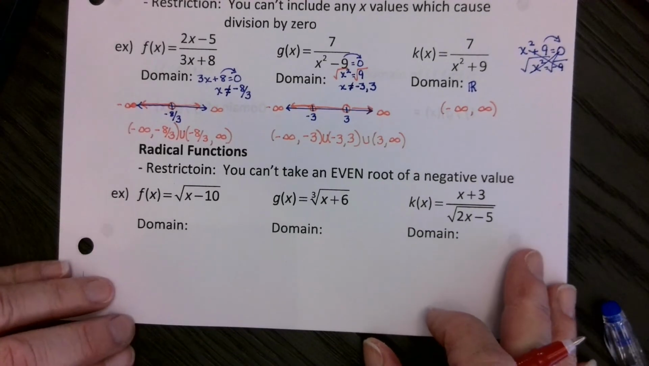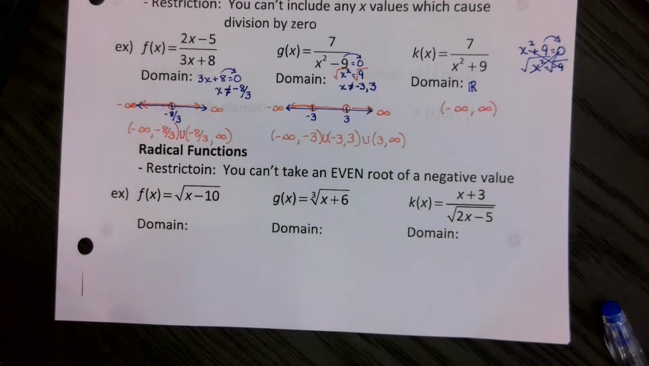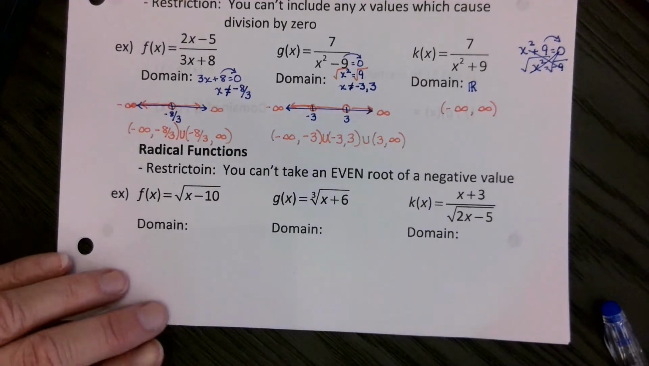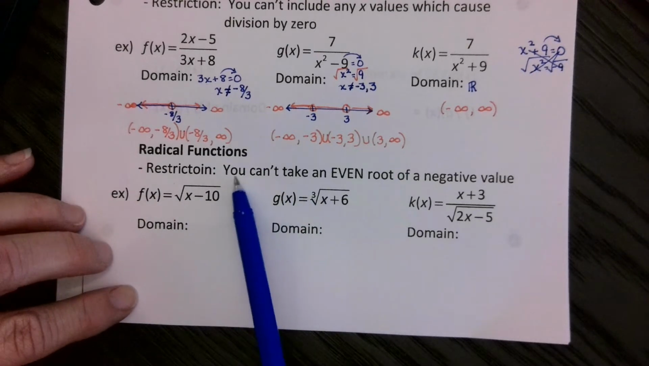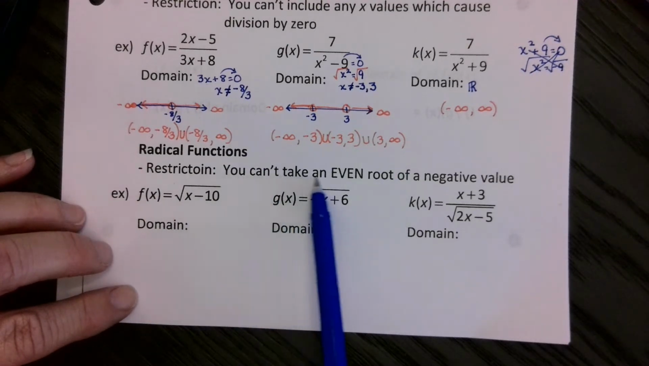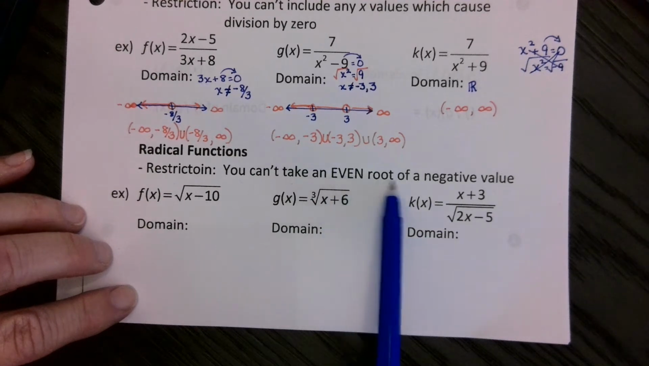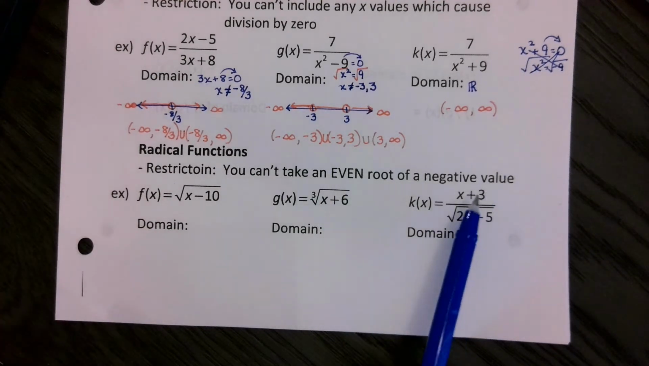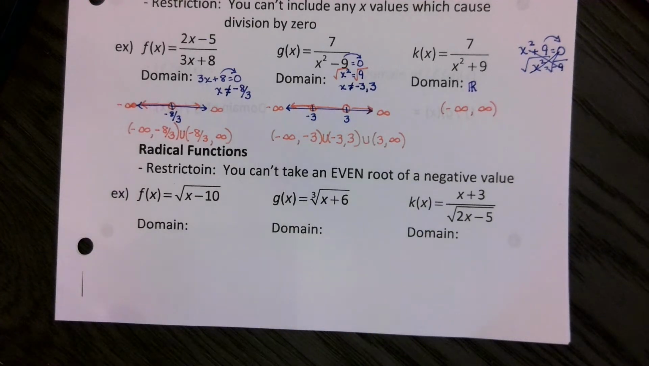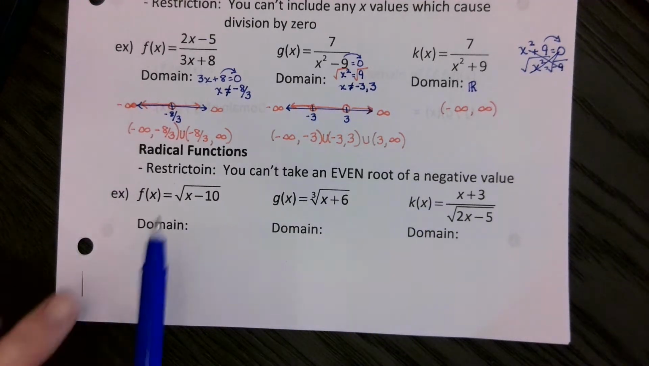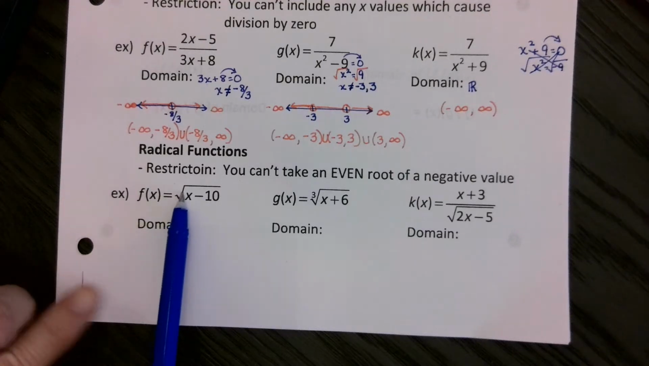Radical function. We can take the square root of a positive. We can take the square root of 0, but we cannot take the square root of negative numbers. So to find our domain here, remember, and this is the other thing, you can't take an even root of a negative value. You can take odd roots, but not even roots, okay, meaning square root, 4th root, 6th root.